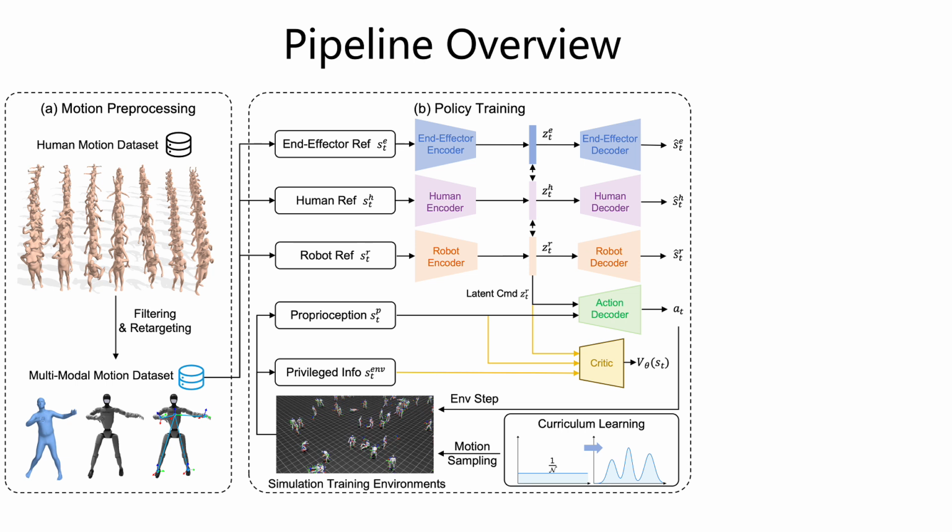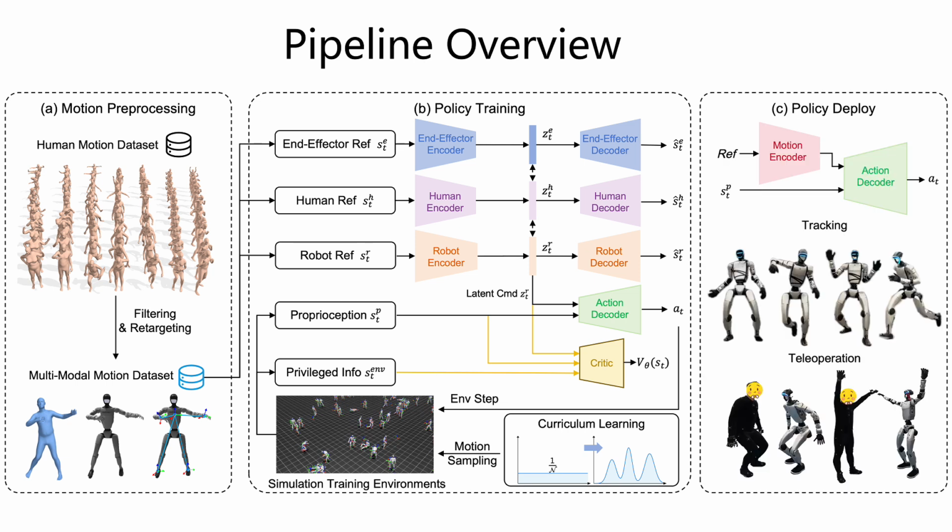The policy is trained with reinforcement learning, using curriculum learning to gradually increase task difficulty. The final stage is policy deployment. The trained model can directly support motion tracking and teleoperation tasks without additional fine-tuning.